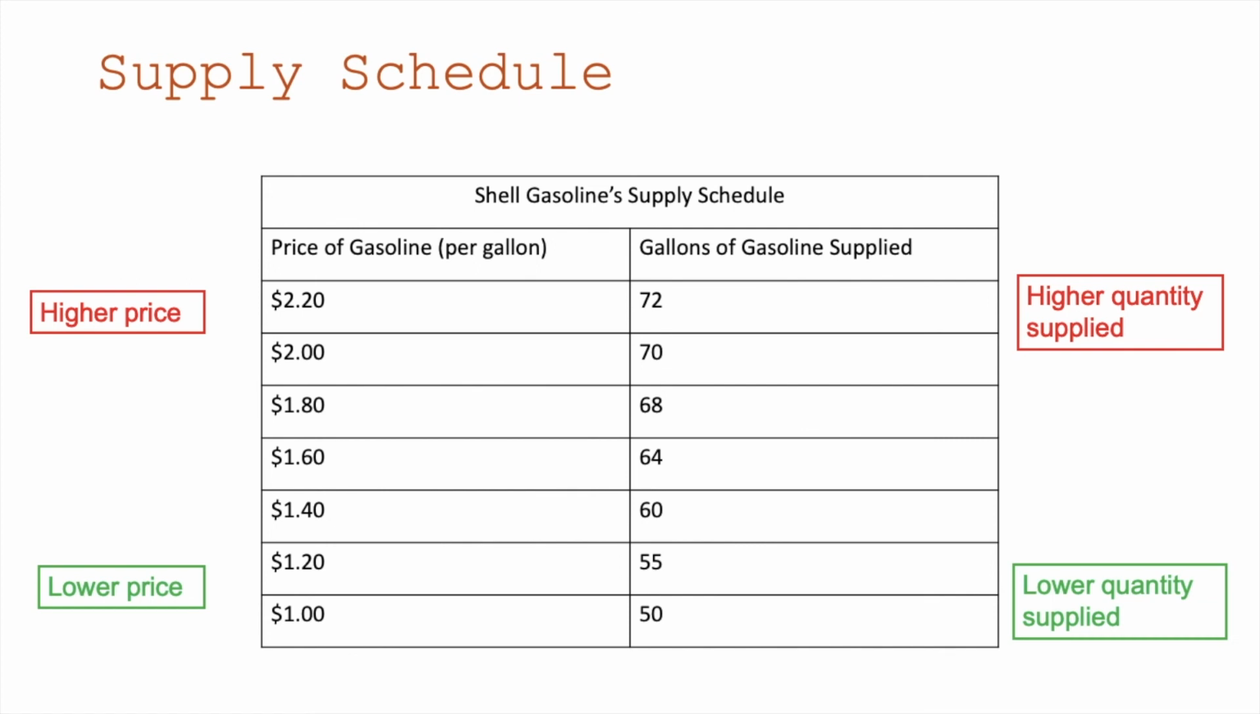And the reason for that is that same idea, opportunity cost, right? It costs time and effort to supply and sell gallons of gasoline. And just like buyers respond to incentives, sellers do as well, and a price serves as that.